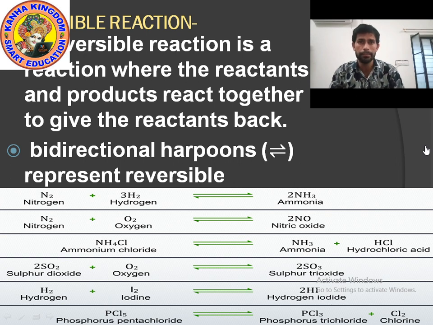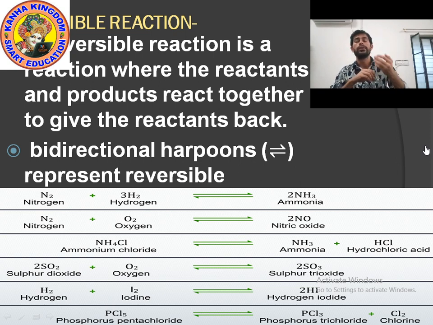Now look at example number 1. When nitrogen N2 reacts with hydrogen 3H2, then it gives out ammonia 2NH3. So the formula of ammonia is NH3. When N2, nitrogen, reacts with oxygen O2, then it gives out 2NO, nitrogen oxide. The formula of nitrogen oxide is NO.